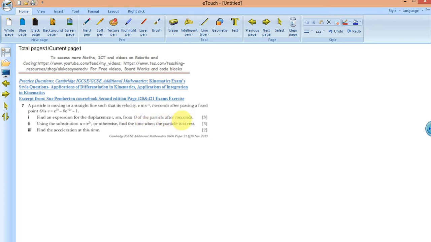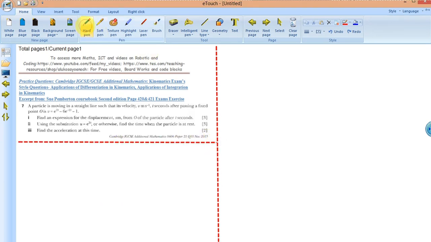Since we are given velocity here and we want to find an expression for displacement, we are going to go ahead and integrate. But before I can do that, let me demarcate my board in order to manage what we have here well. So let's go ahead with 7(i) here. Let me write the function we have here. So velocity is this exponential function: e to the power 2t minus 6e to the power minus 2t minus 1.